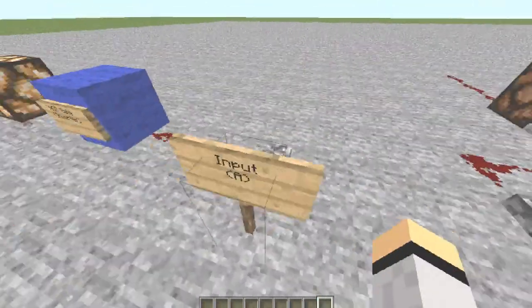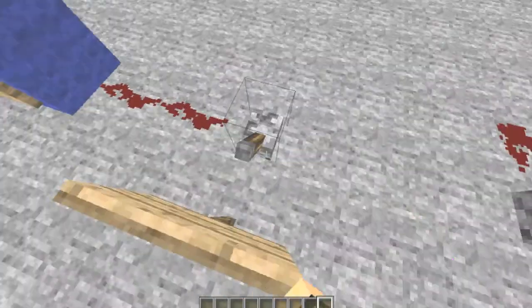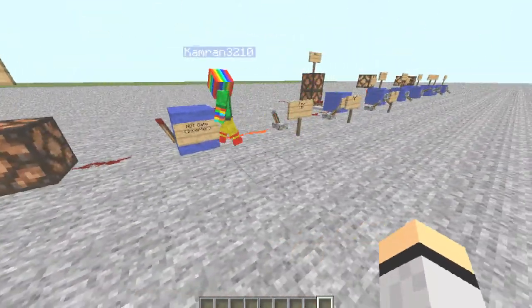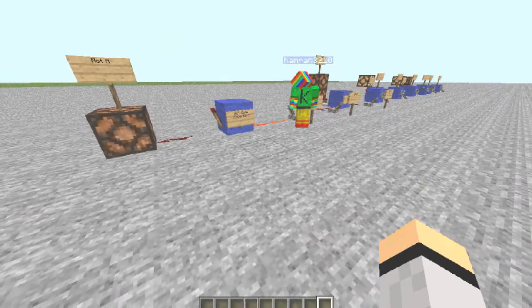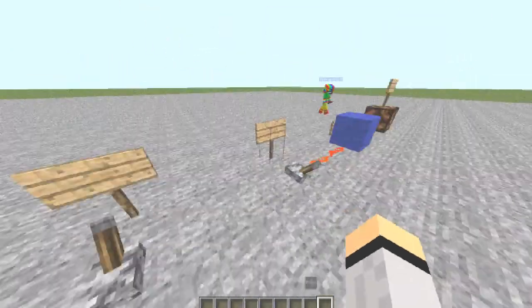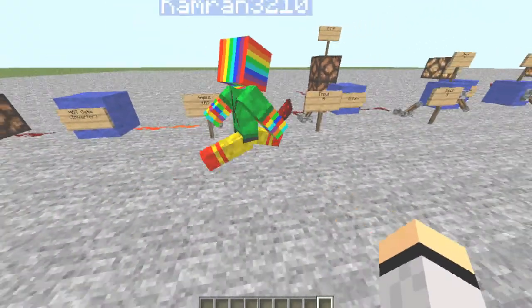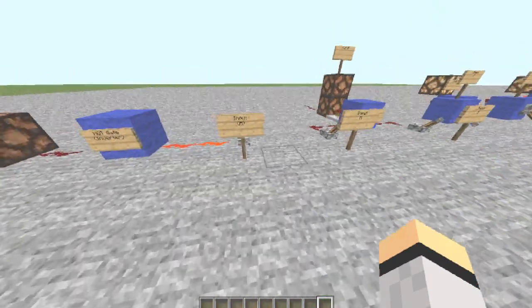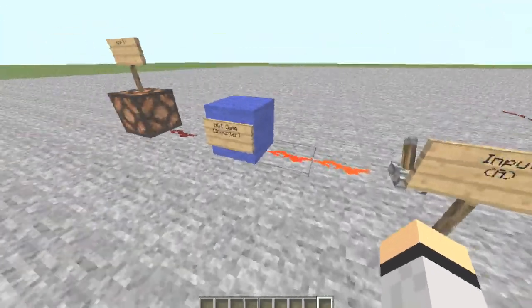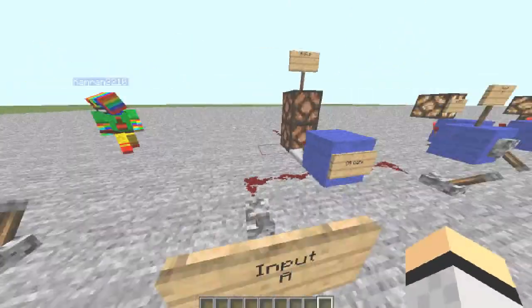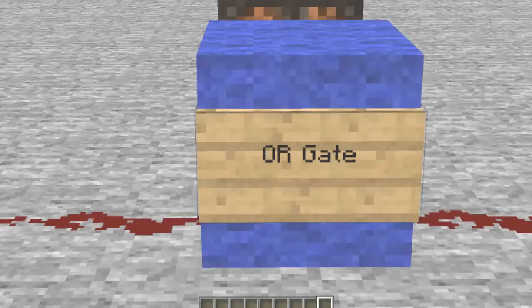If you guys didn't understand that, can you simplify it? Okay, so input 1, output 0. Input 0, output 1. That's even harder, but okay, let's move on. Basically, if it's off, it's on, and if it's on, it's off. That's simplified. Moving on to an OR gate.